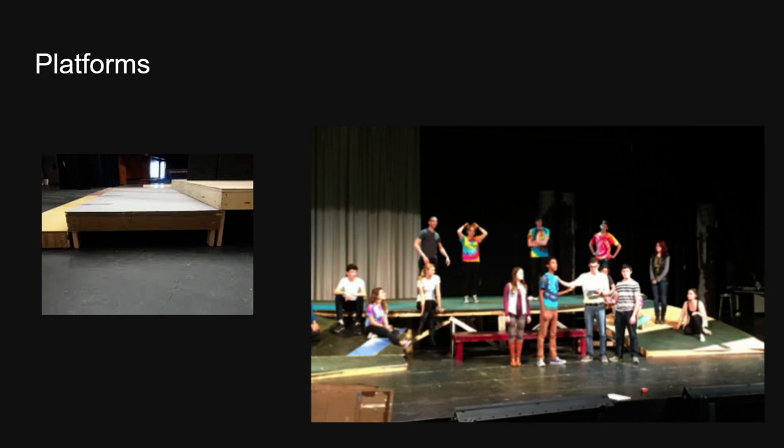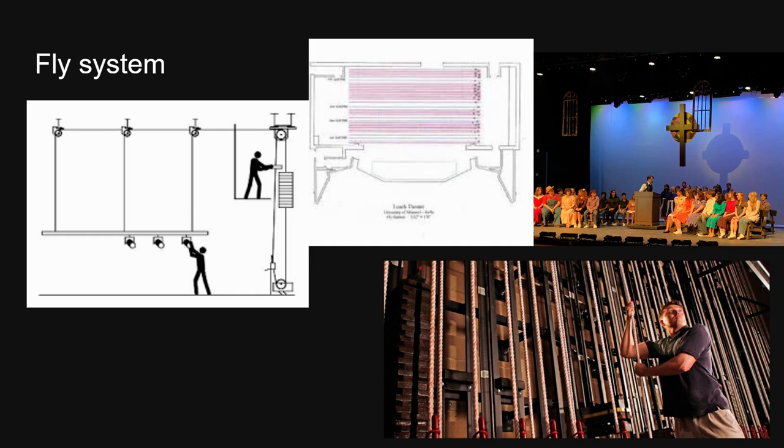So you don't want everyone in one row standing up with people's heads hidden behind other people if you can avoid it. And with platforms, you have that option. You can have people at different levels, some maybe slightly higher, some very high, depends on how much space you have. A fly system, like I mentioned before. So fly system is the go-to. If you have it, it is very useful.